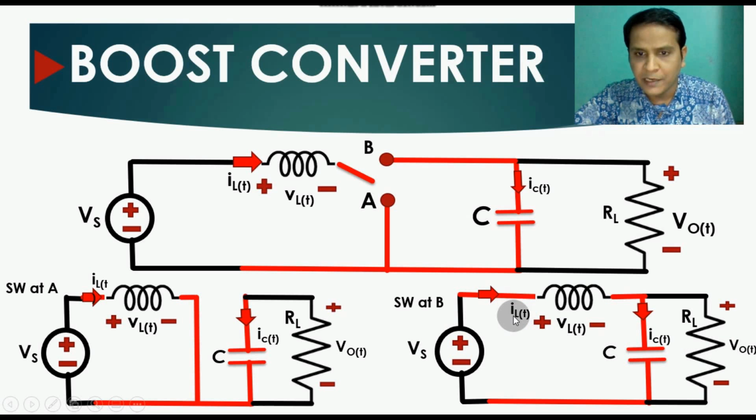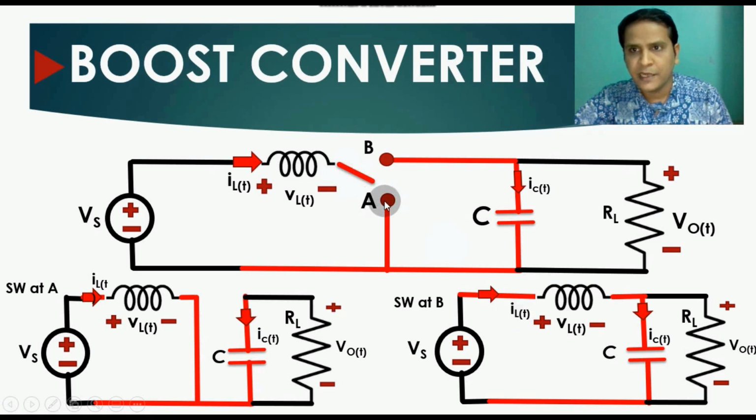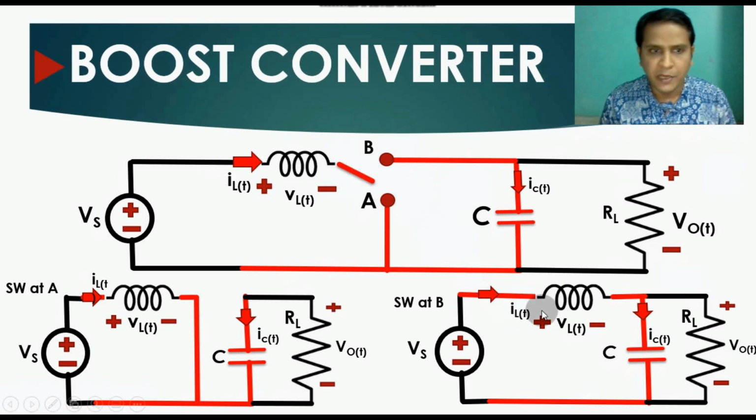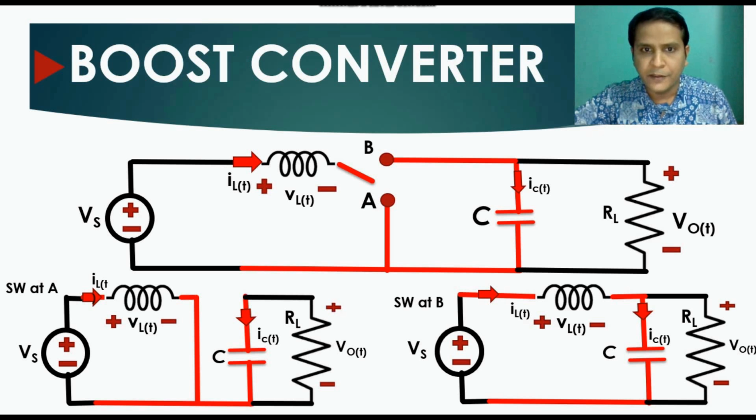So this is basically the equivalent circuit when your switch is at position A and when your switch is at position B. If you use a MOSFET here in place of the switch, when your MOSFET is turned on, that means it is connected to position A, and when your MOSFET is turned off, it is connected to position B. So this is basically the equivalent circuit for your boost converter. Now let us move ahead.